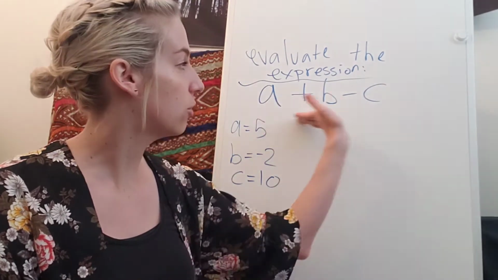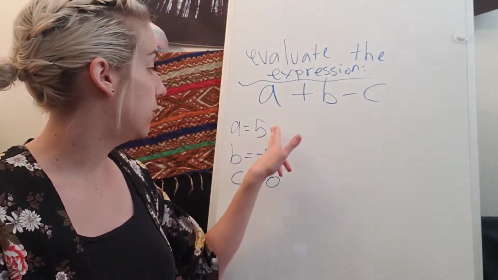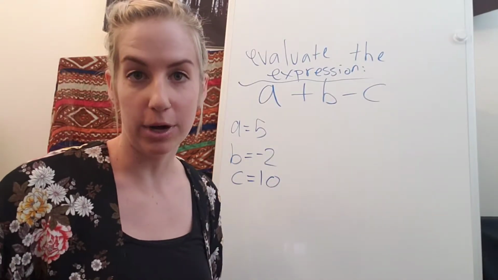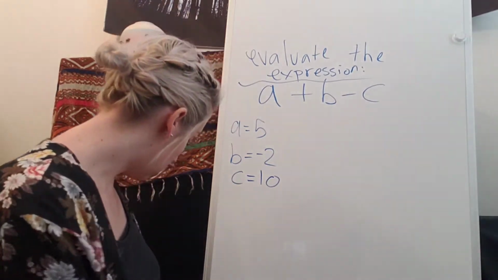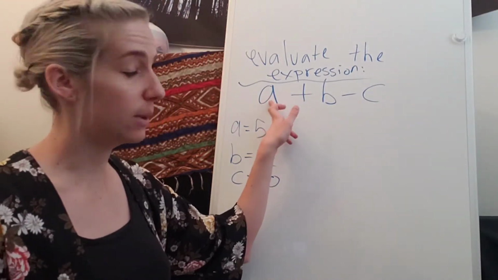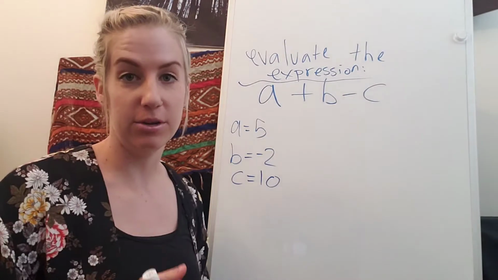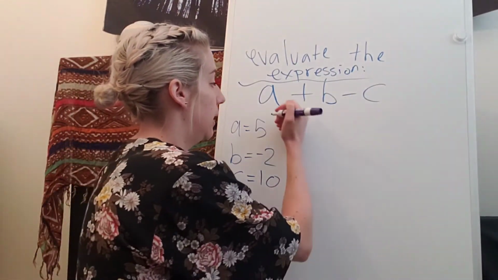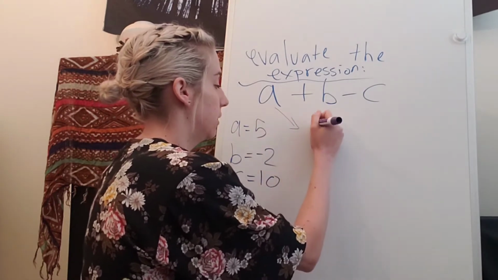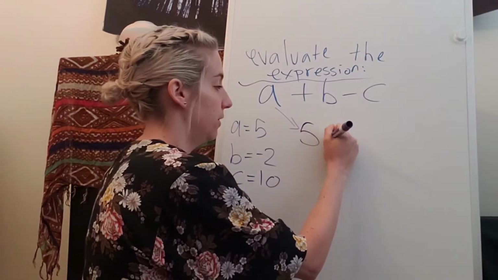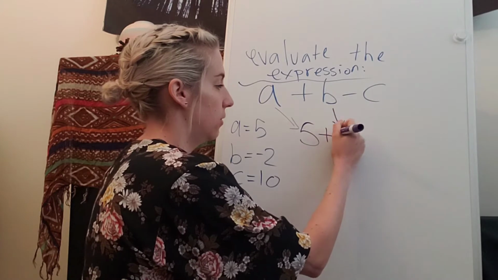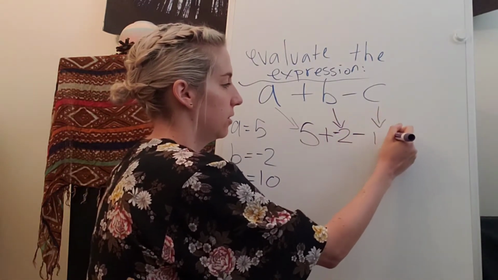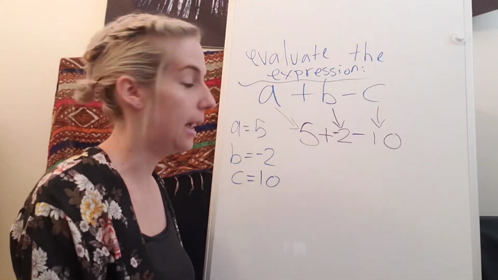They say, I want you to solve this, and if A turned into 5, B turned into -2, and C turned into 10, what would I get? All I have to do is change my letter into the number that they tell me it changes into. So in this case, A has become 5, this symbol's still there, plus B, which is now -2, minus C, which is now 10.